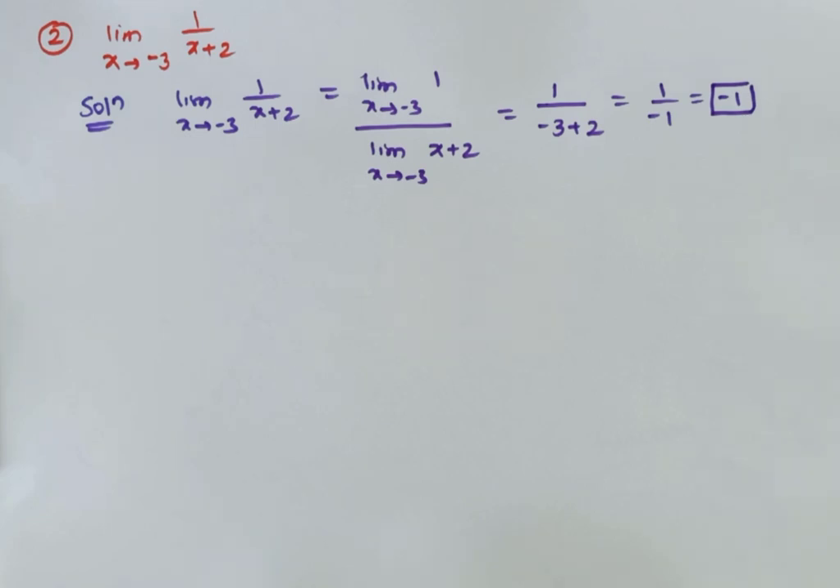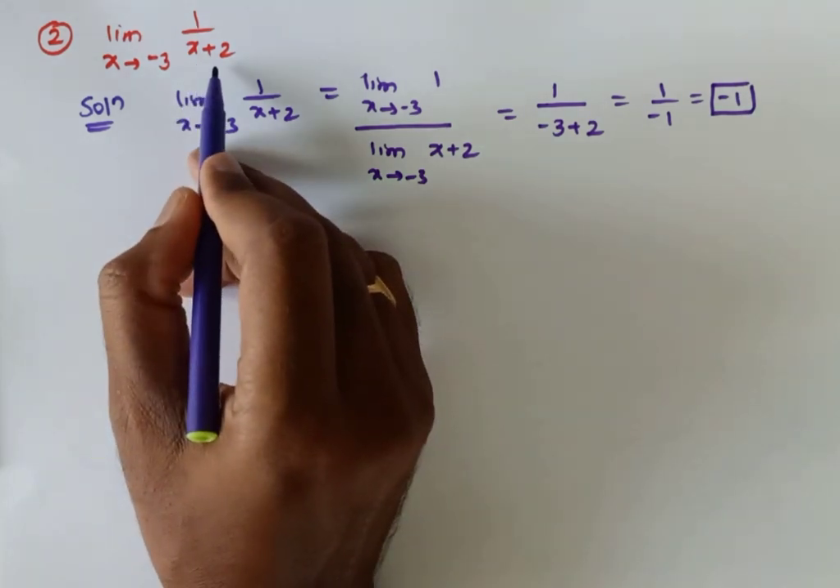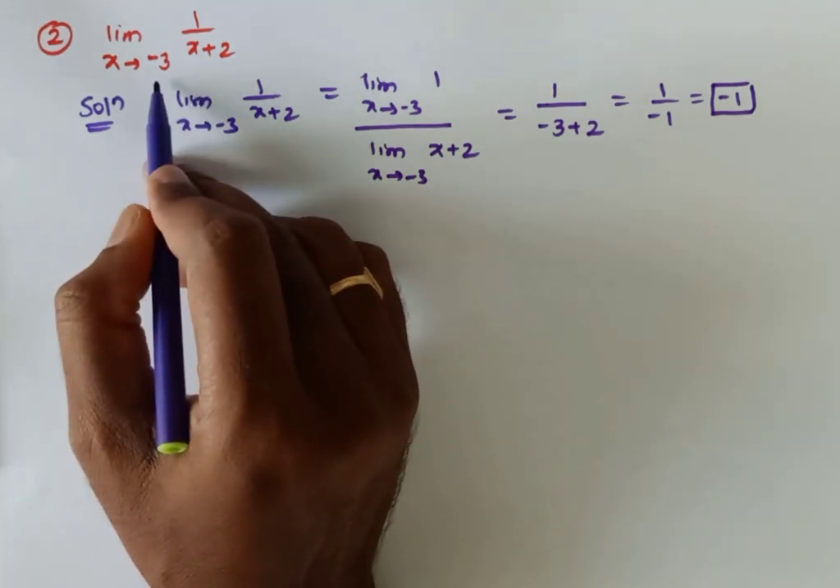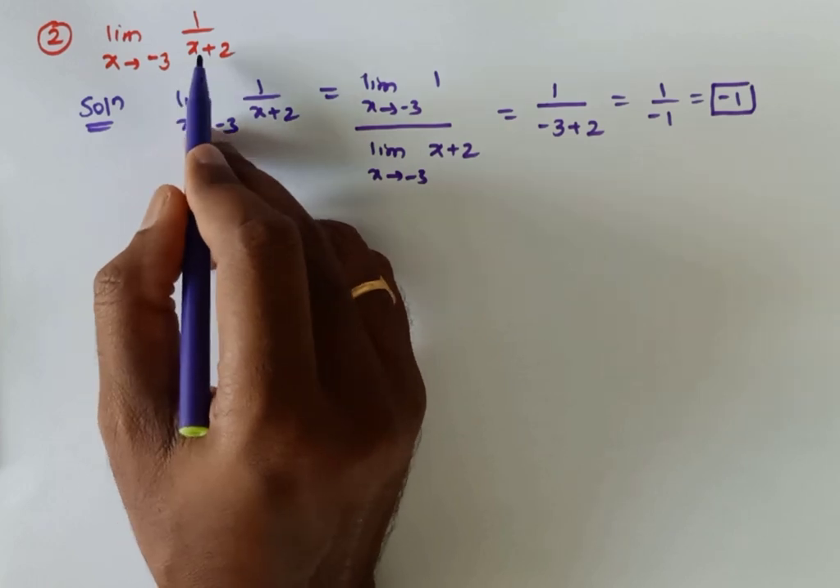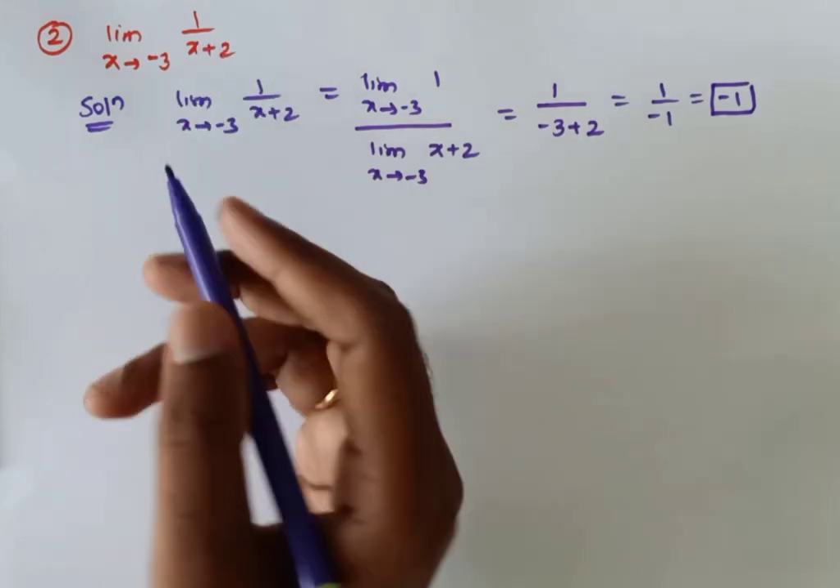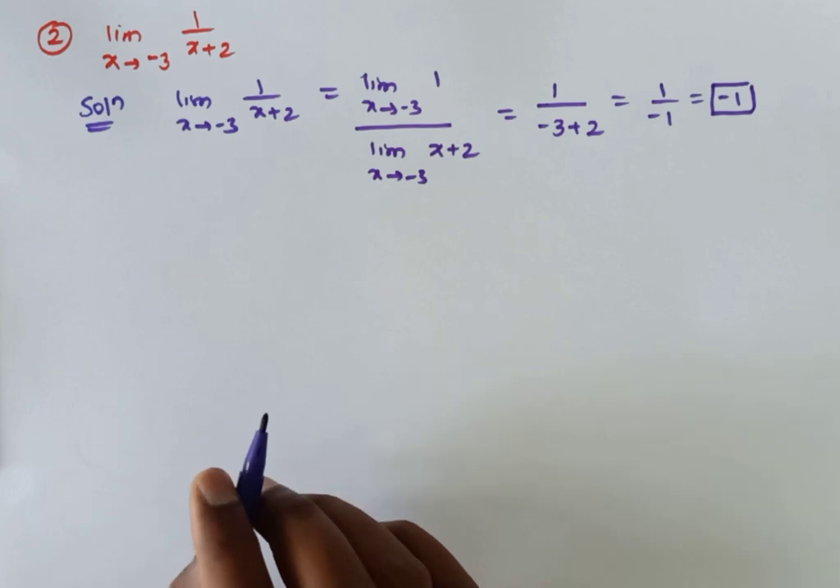Before applying the limit for this type of rational function, you need to check whether the denominator is 0 or not at x equals minus 3. Here at x equal to minus 3, x plus 2 is non-zero. So x plus 2 is non-zero only.